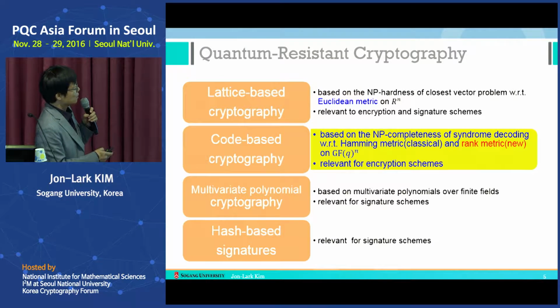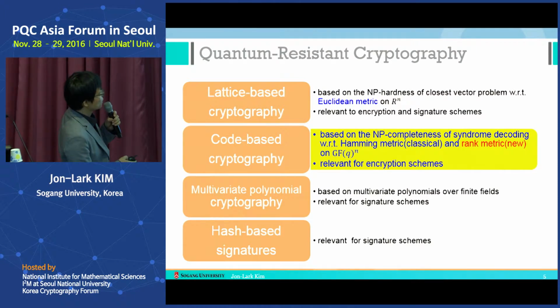So I looked at a very important problem in lattice-based cryptography. Surprisingly, this closest vector problem is very similar to the syndrome decoding problem in coding theory. There is almost the same concept between these two problems. So I was surprised, and I tried to see more connections between lattice-based cryptography and code-based cryptography.